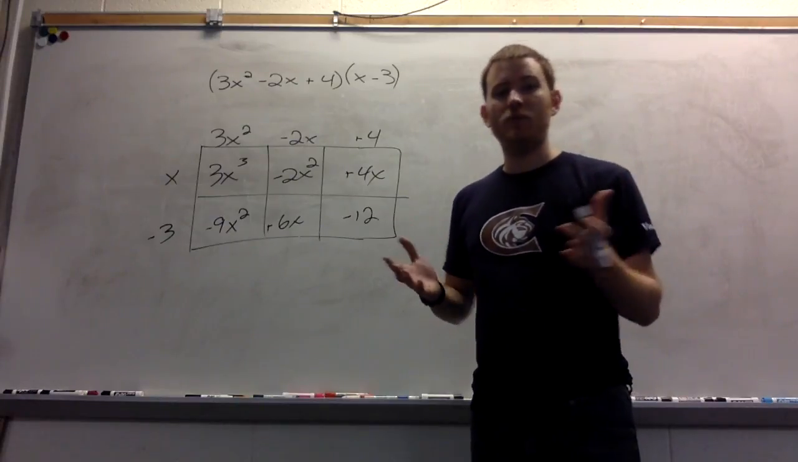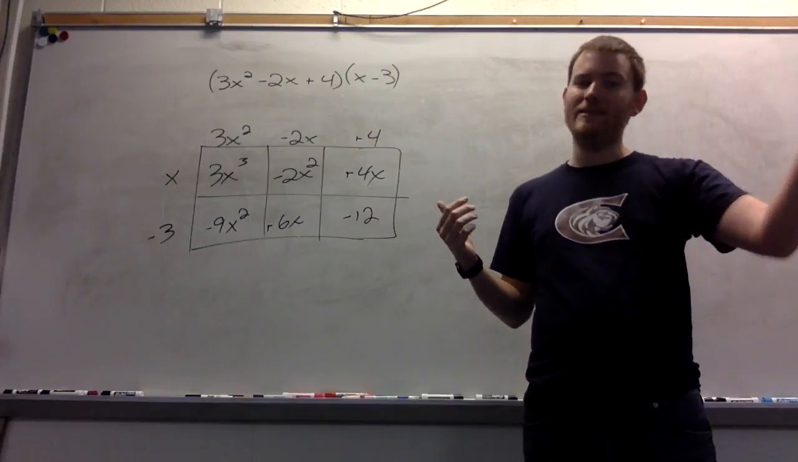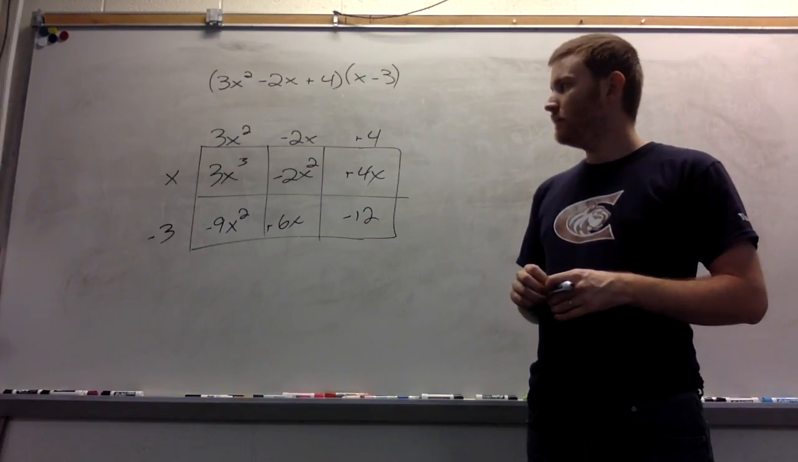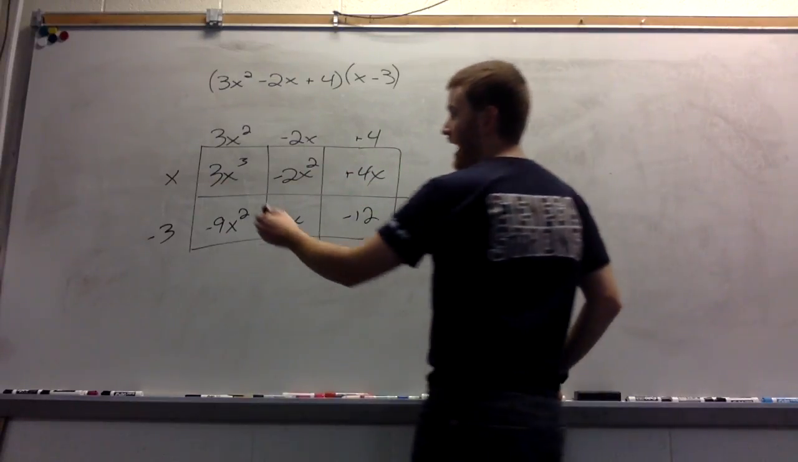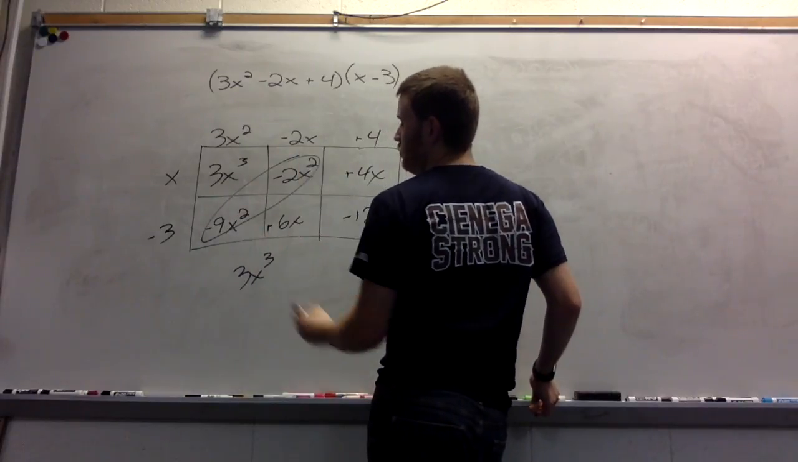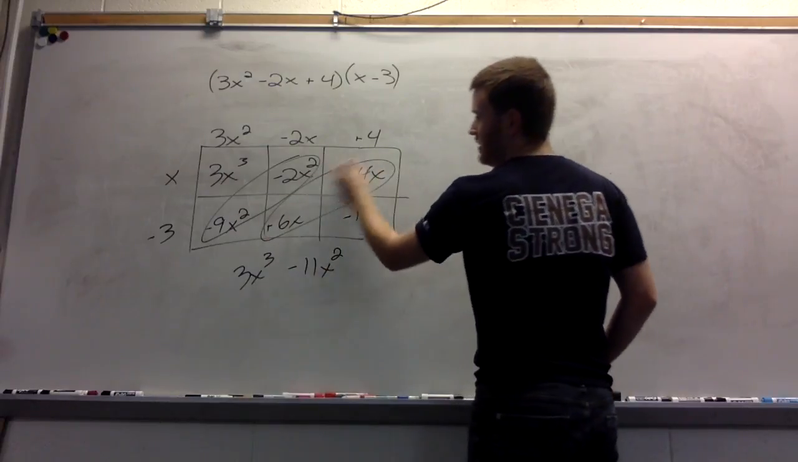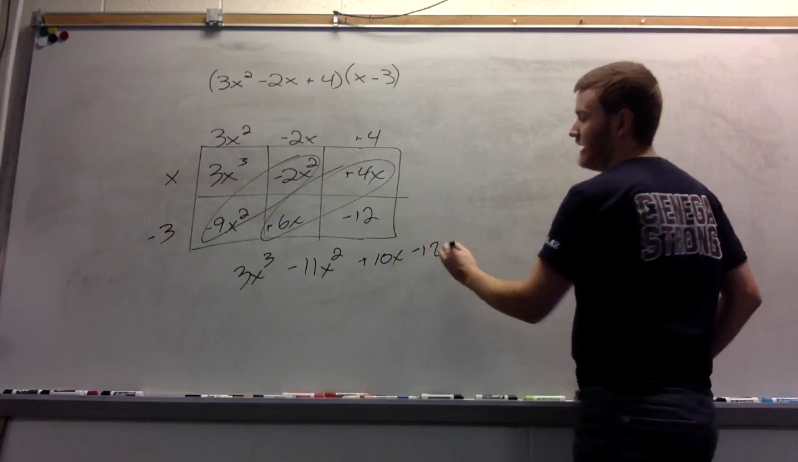If you need to stop your video so that you can do this yourself and know that you can get these answers, you can do that at this point. And then when we find our answer, what we'll do is just combine like terms. We have 3x cubed. These 2 are like terms. That's a negative 11x squared. These 2 are like terms, and that's a positive 10x, and then my negative 12.